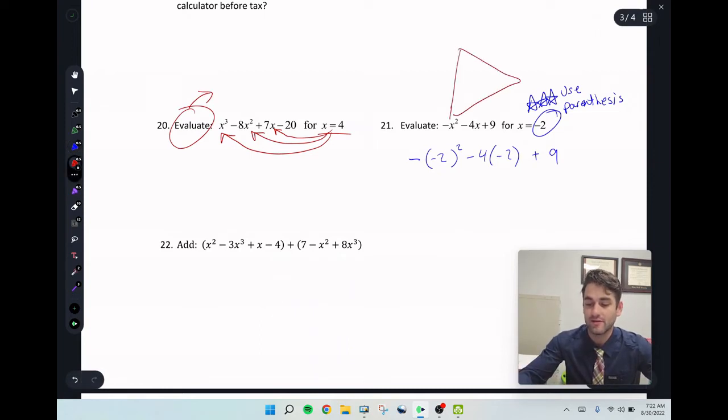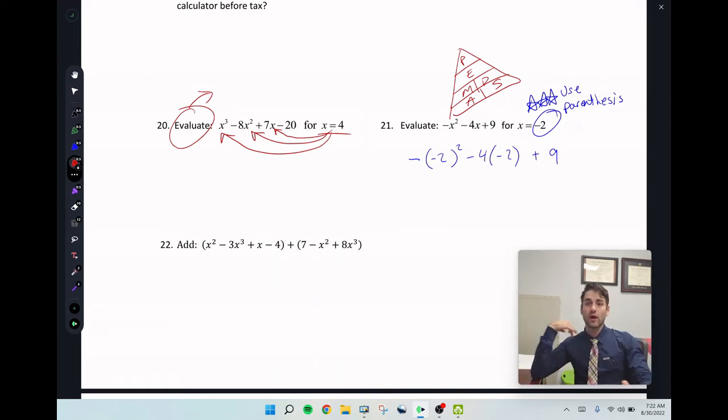I'll write that as a note. And if you're struggling with any of these notes and you're like, oh, I don't know what PEMDAS means, come to office hours. We are happy to work through it with you. We want to help you, but we want you to try it on your own. It's easy for us to give you the answers. It's a little harder for you to work it on your own.